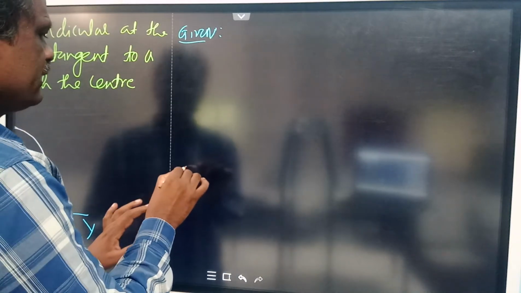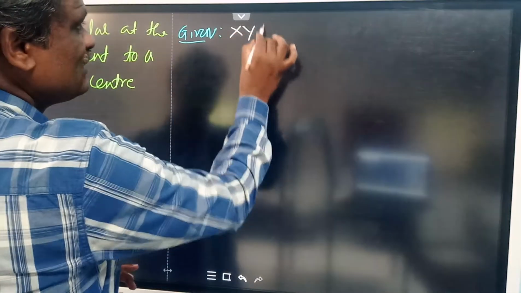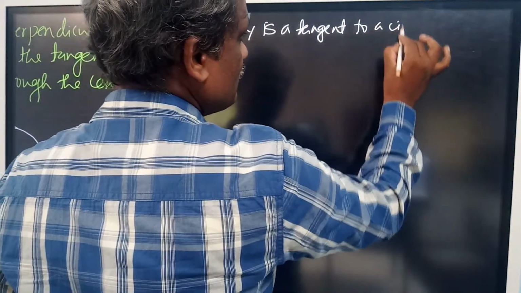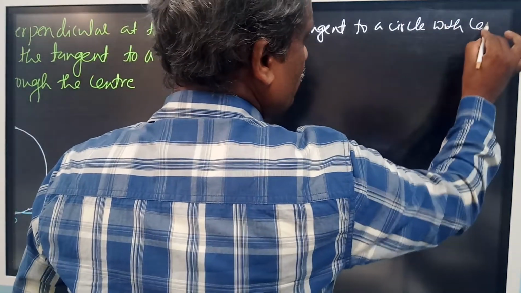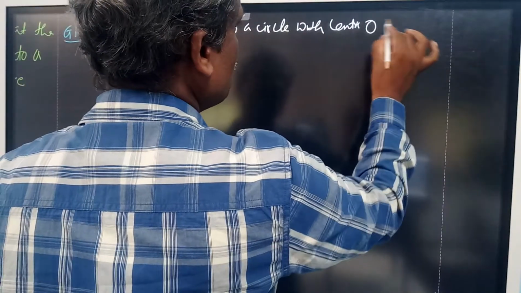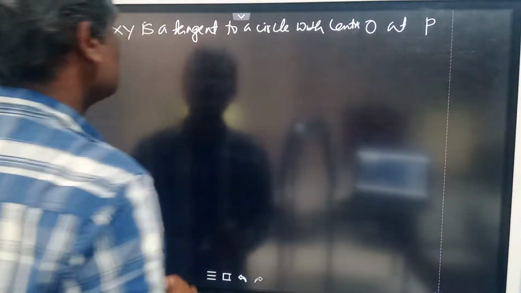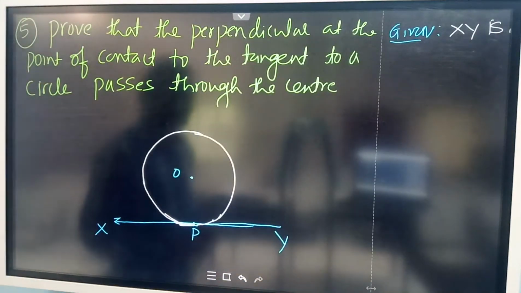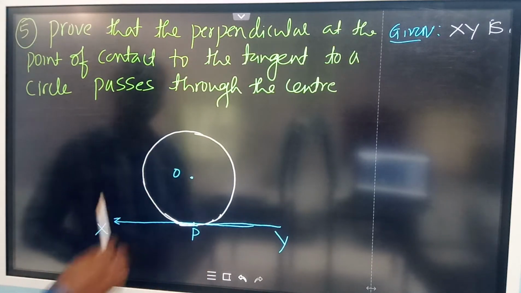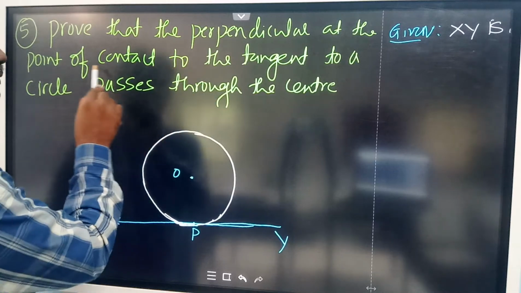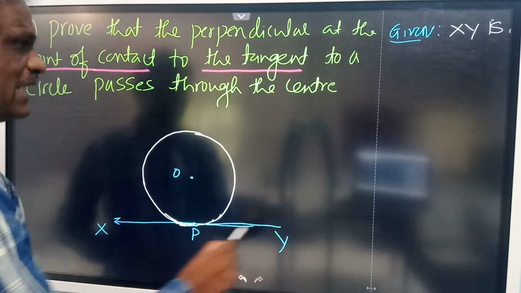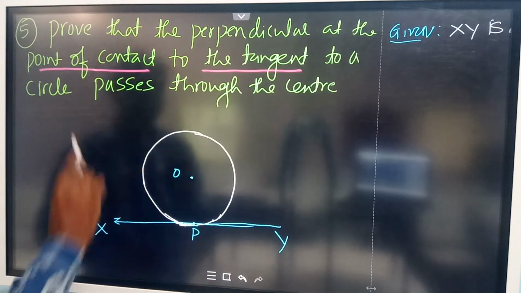Given, XY is a tangent to a circle with the center O at P. So that is the point of contact P. This is a tangent to a circle with the center O at point P. The perpendicular at the point of contact to the tangent, that means point of contact is P, tangent is XY, that perpendicular passes through the center of the circle.